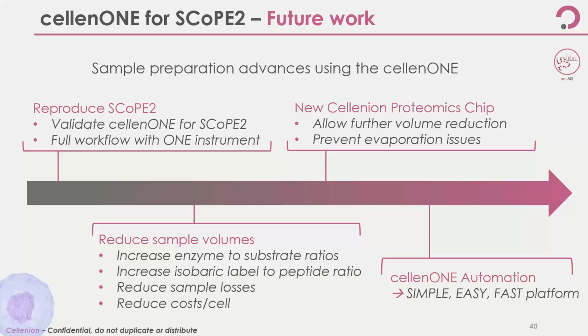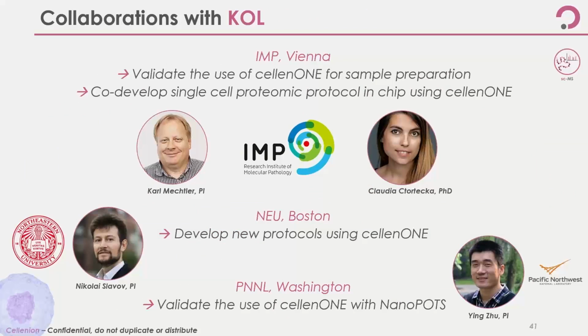And once all that is done, we'll launch a fully automated CellenONE workflow to work on the single cell proteomics preparation to have a really simple, easy, and fast platform. We are very happy to say that in the single-cell proteomics field, we are working with a strong key opinion leader in the field. So the IMP in Vienna, as well as Nikolai Slavov group in Boston. And we also have a CellenONE at PNNL to validate the fact that they can use our machine with different substrate, the nanopods.